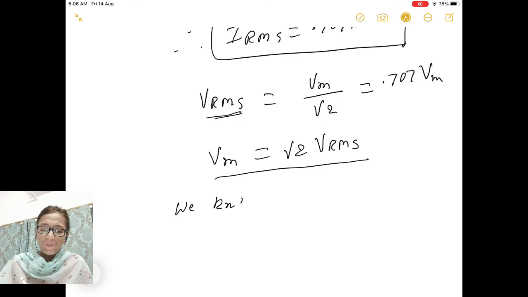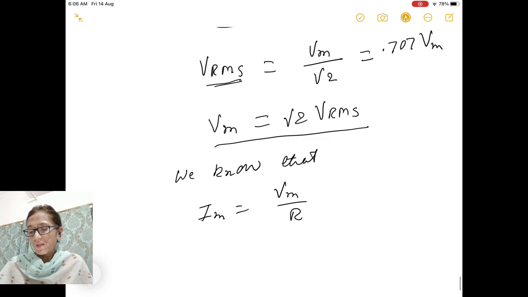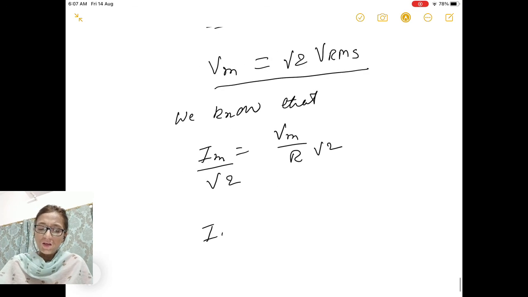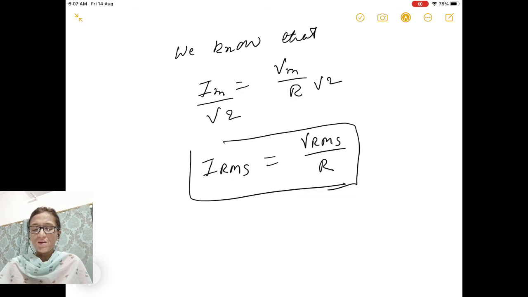Now we know that current amplitude is equal to voltage amplitude divided by R, as per Ohm's law; it is obeying Ohm's law. So if you divide the two sides by root under 2, you get that IRMS is equal to VRMS divided by R. This is also obeying Ohm's law. So this is the current and this is the voltage that we measure, and it is obeying Ohm's law.